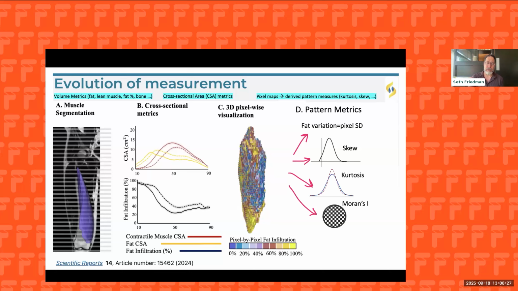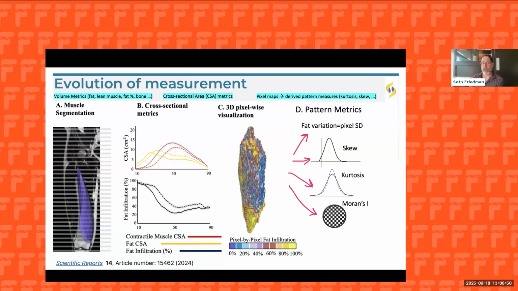And this is from Laura Ream's paper in Scientific Reports, where now we're really able to segment the muscles across the full length. So at left here, you can see a shrink-wrapped blue shape on top of the vastus. And from this, we can derive all sorts of volume metrics like muscle volume, fat fraction.